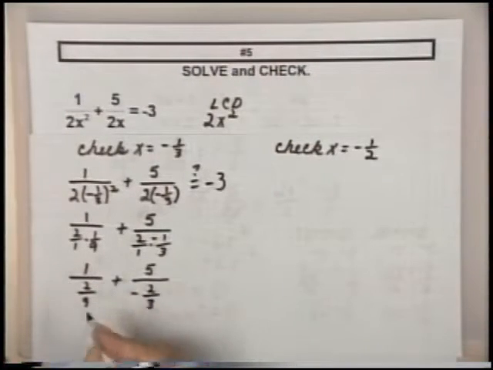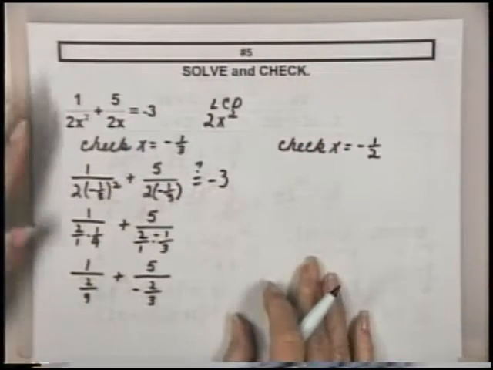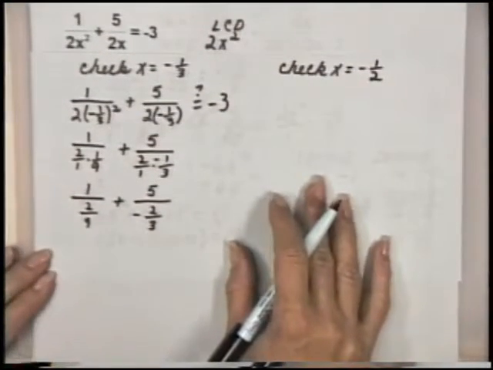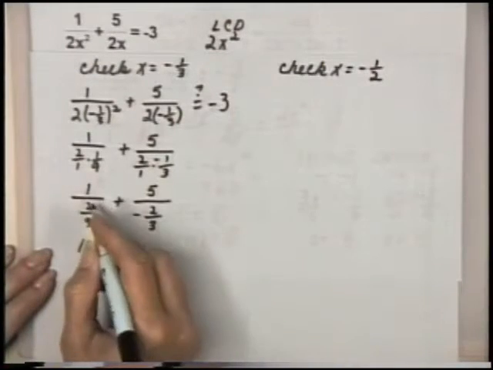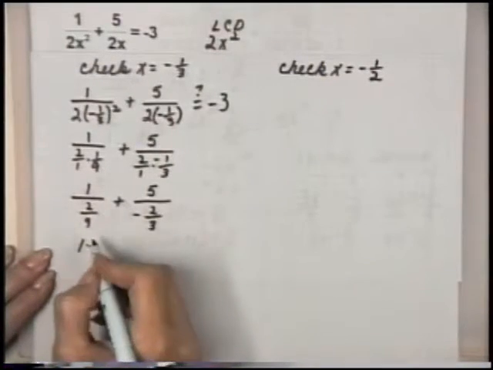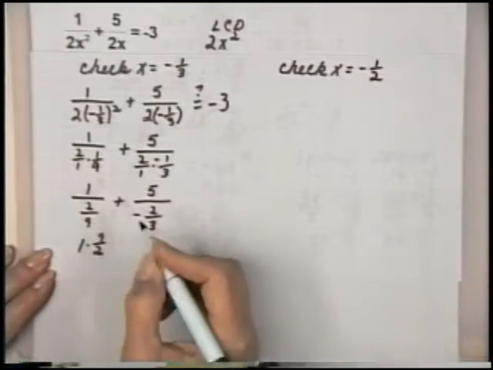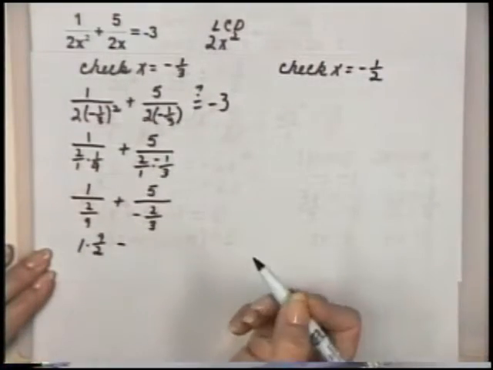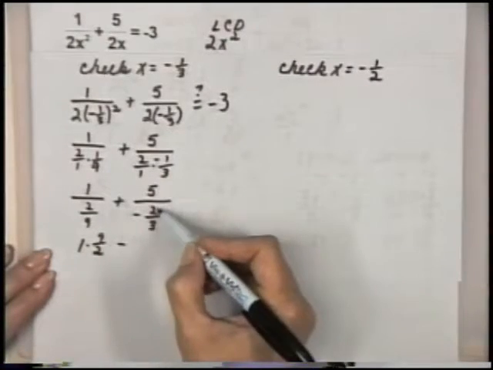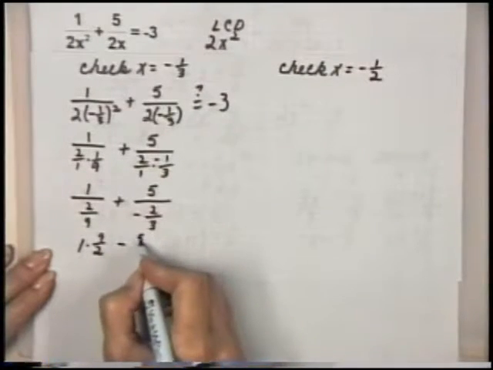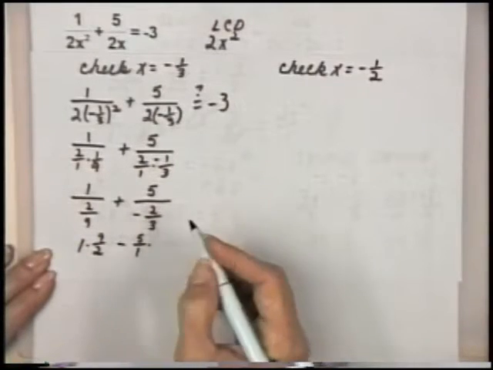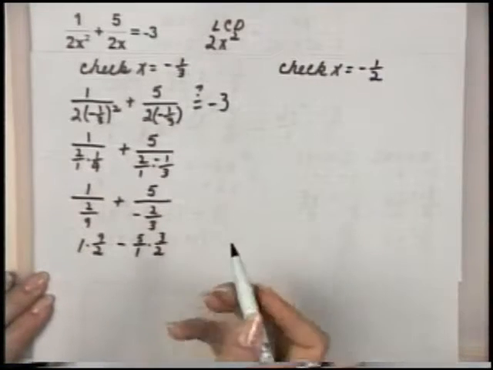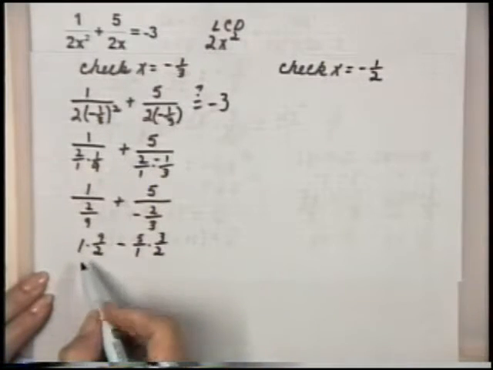Now for my first fraction, I have 1 divided by 2/9, which is the same as 1 times the reciprocal of 2/9. The reciprocal of 2/9 is 9/2. For my second fraction, I'll have a positive divided by a negative, which is a negative. I have 5 divided by 2/3, which is the same as 5 times the reciprocal of 2/3. The reciprocal of 2/3 is 3/2.